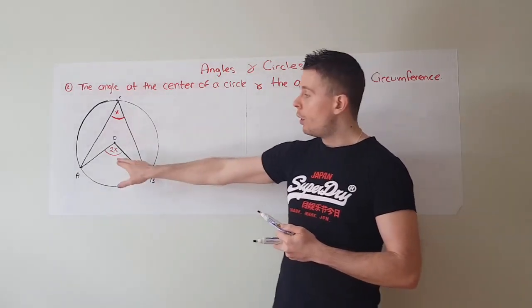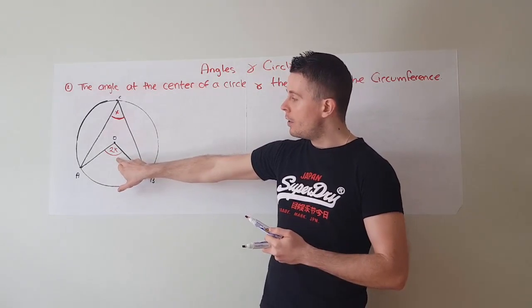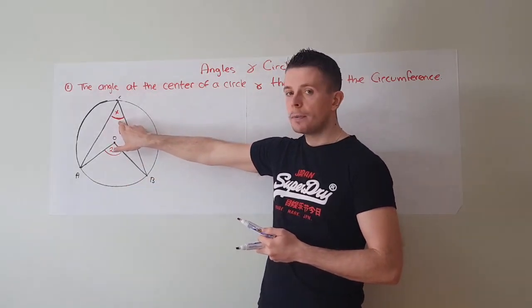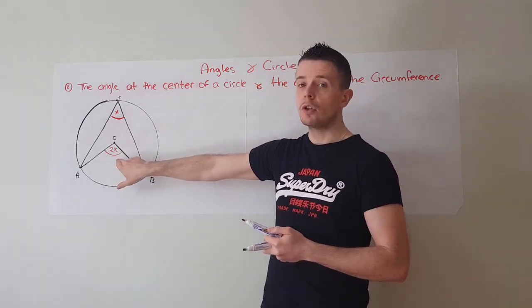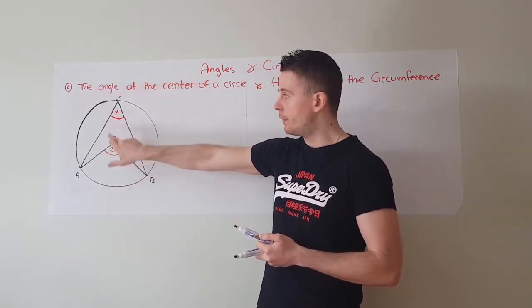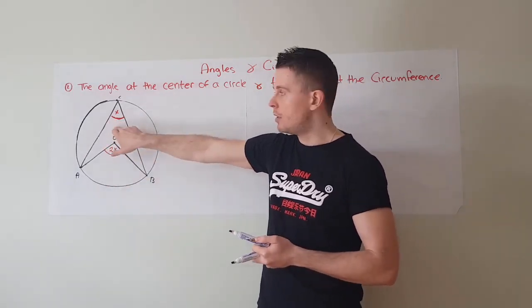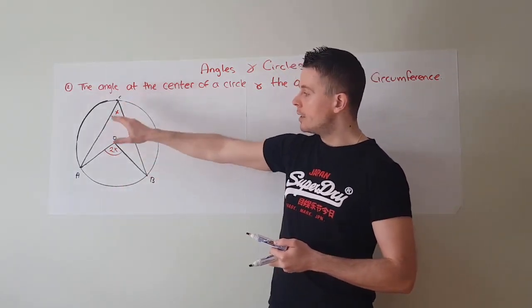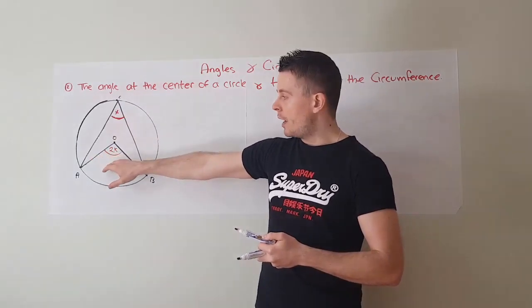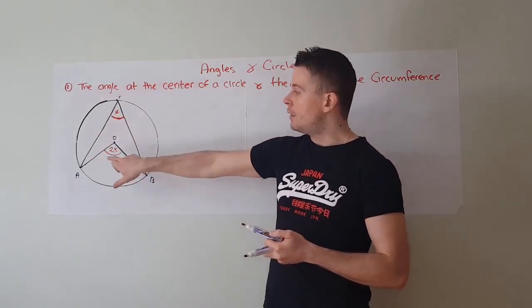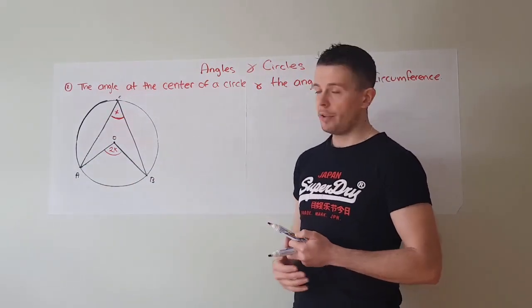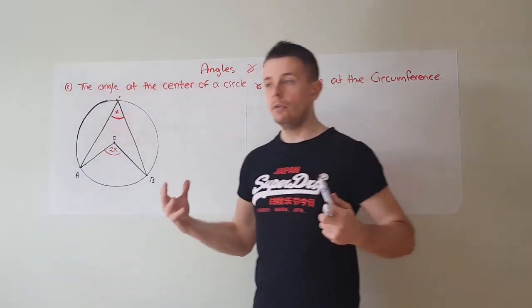What we can see is that whatever the angle is at the circumference, the angle at the center is always twice that. So if this was 30, this would be 60. If it was 60, this would be 120, and so on. Whatever this angle is, this is always double it, or whatever this angle is, this is always half it. So if this was 90, then this would be 45. That is one of our theorems, and again, we have to be able to prove that.